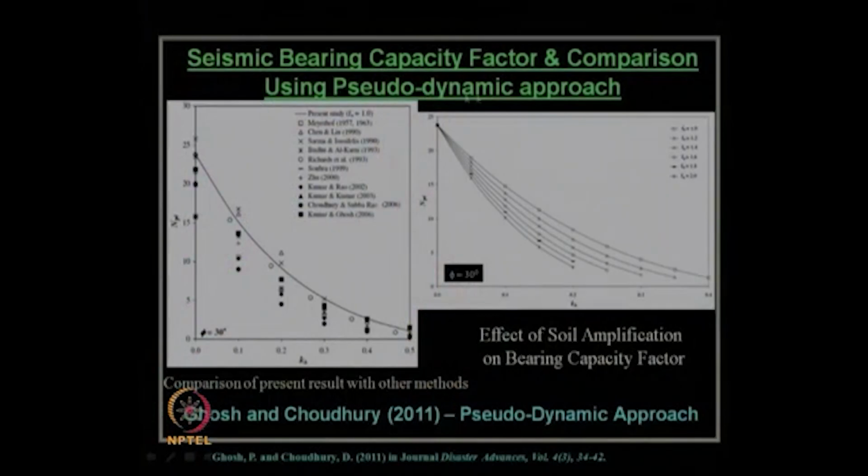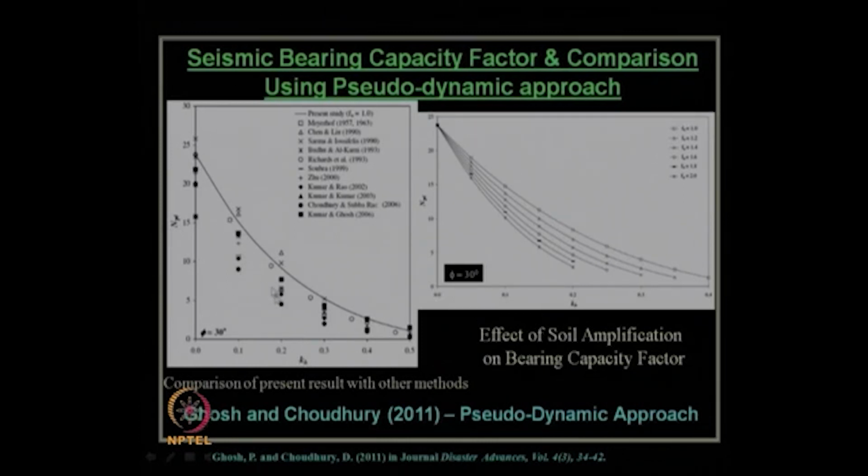So, finally, what we have recommended, you can see over here now, is the seismic bearing capacity factor and the comparison with other researchers' results, those who have used the pseudostatic approach, because before this paper nobody had used the pseudodynamic approach for determination of the seismic bearing capacity factor. So, this is the result, you can see this firm line is showing the present study result, that is the results of Ghosh and Chaudhary 2011 using pseudodynamic approach for the bearing capacity factor Nγd as it varies with respect to kh values.